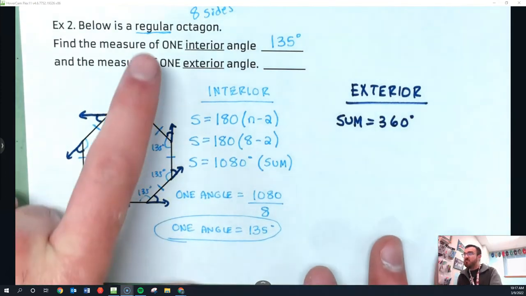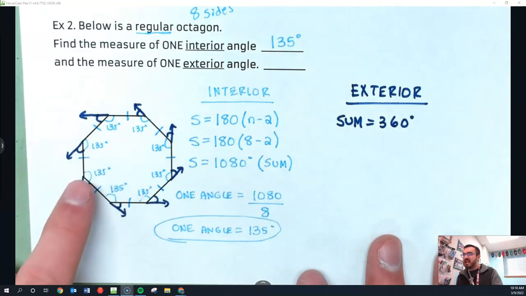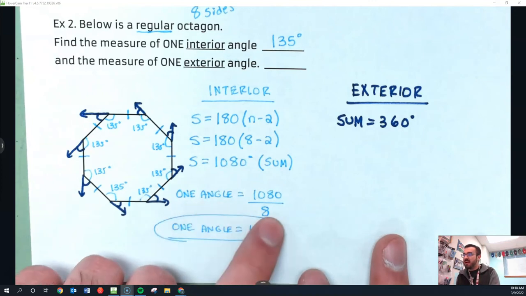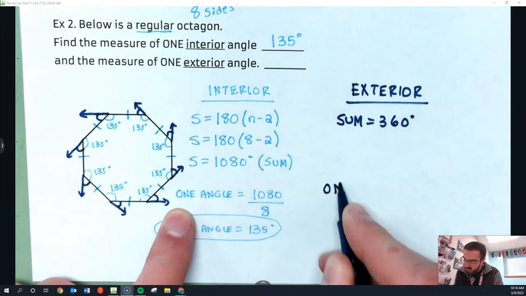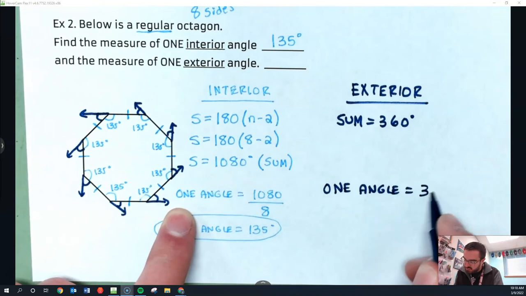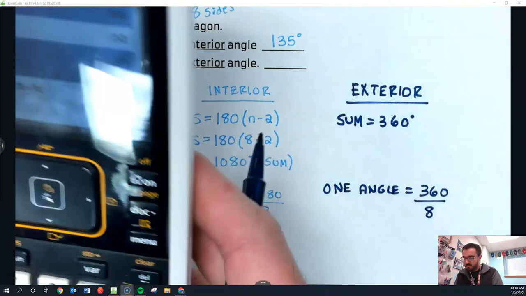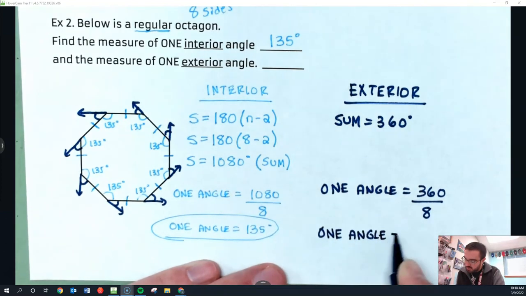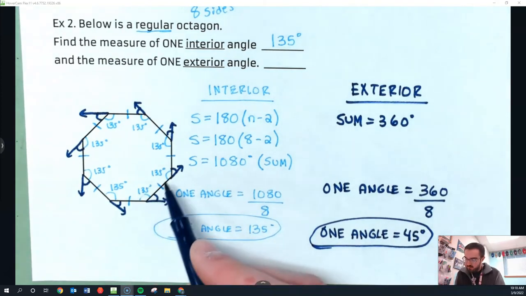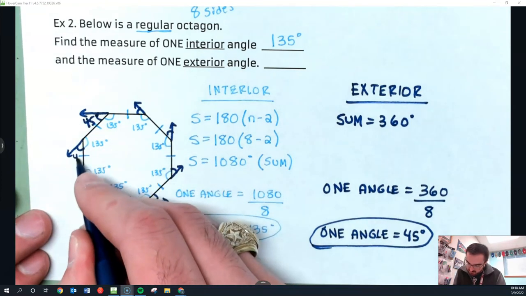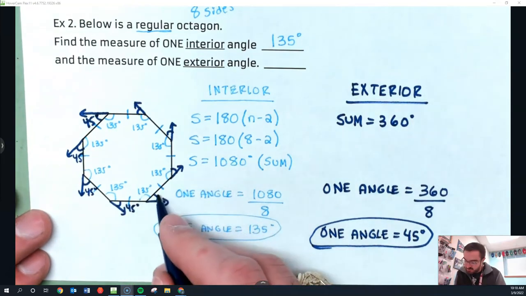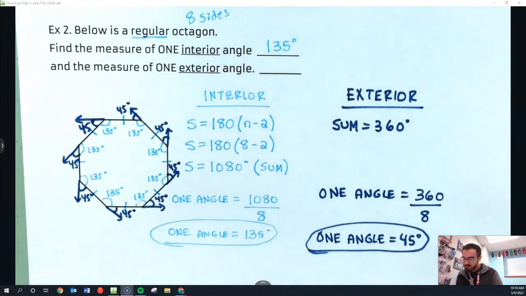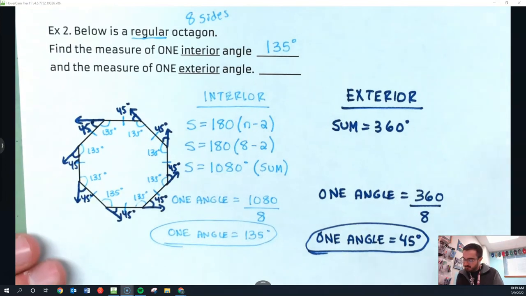That works every single time. Remember, this is a regular octagon. So that means that all of these exterior angles are going to be the same measure. So remember back here, to figure out one angle, we divided it by 8. Same thing here. To figure out one exterior angle, you're going to take the sum, which is 360, and divide it by 8. Let's see what we get. 45. So one exterior angle is going to be 45 degrees. So 45 plus 45 plus 45 plus 45. All of these would be 45 degrees, just like all of the interior angles were the same. Remember, guys, this is only because this is a regular octagon.